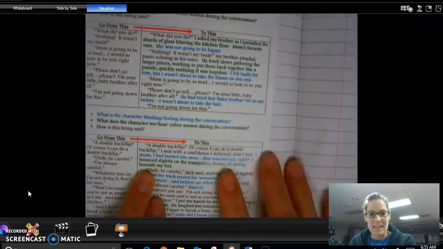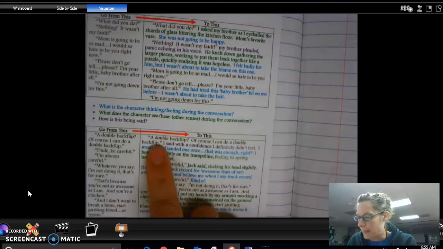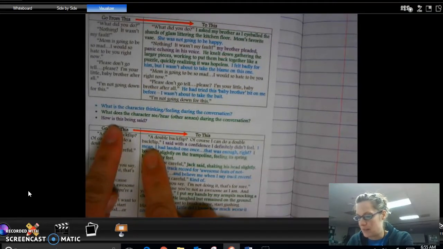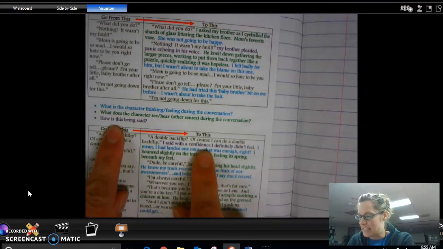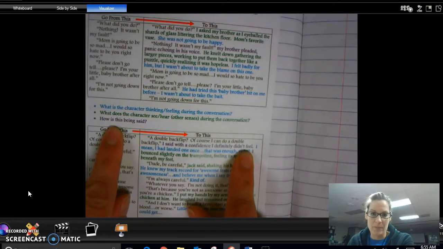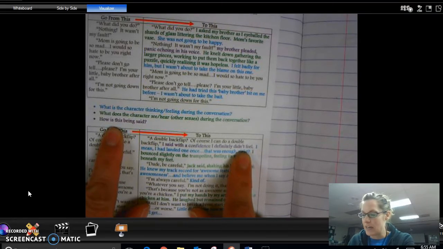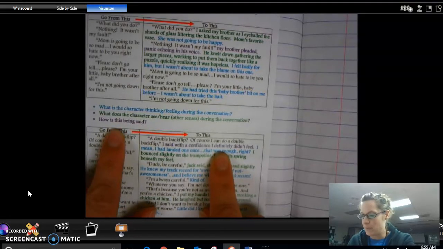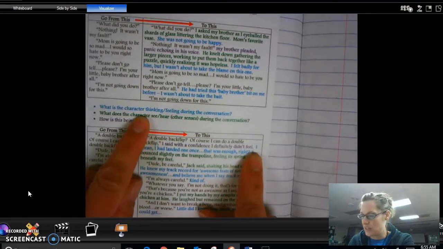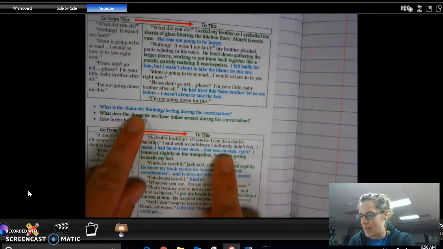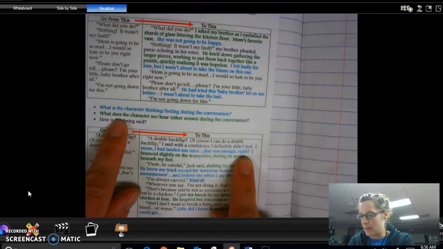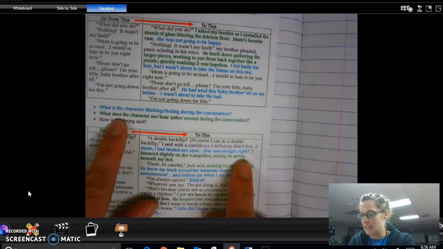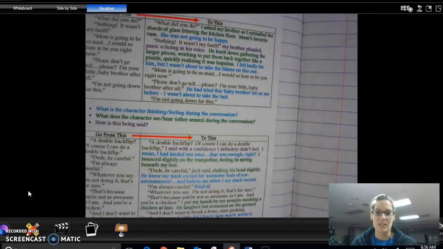So then you take that same dialogue, because there's nothing wrong with the dialogue. Okay, a double backflip. Of course I can do a double backflip. And so we're going to go to how this is being said. I said with a confidence I definitely didn't feel. So the reader now knows that the character doesn't feel as confident as he or she is making it sound. Okay, then we're going to blue, which is what the character is thinking or feeling. It says, I mean, I had landed once. That was enough, right? And then we're going back to the seeing and hearing. I bounced slightly on the trampoline, feeling it spring beneath my feet.